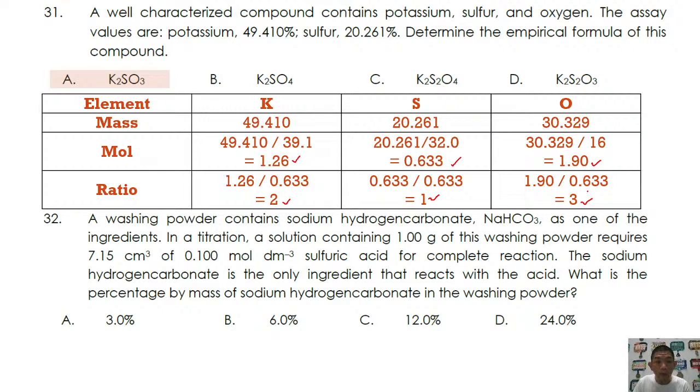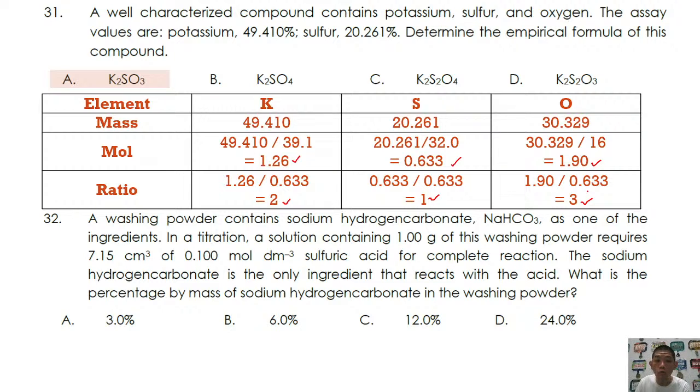And then 32: a washing powder contains sodium hydrogen carbonate, NaHCO3, as one of the ingredients. In a titration, a solution containing 1.00 gram of this washing powder requires 7.15 cm³ of 0.100 M sulfuric acid to complete the reaction. The sodium hydrogen carbonate is the only ingredient that reacts with the acid. What is the percentage by mass of sodium hydrogen carbonate in the washing powder?